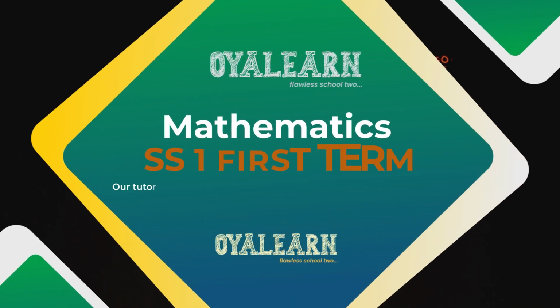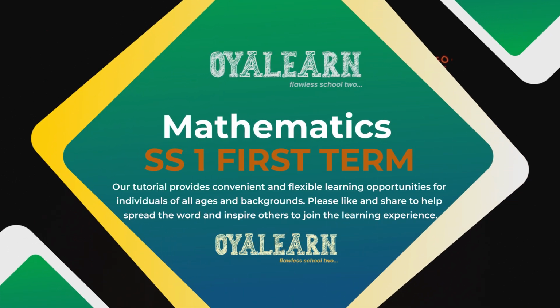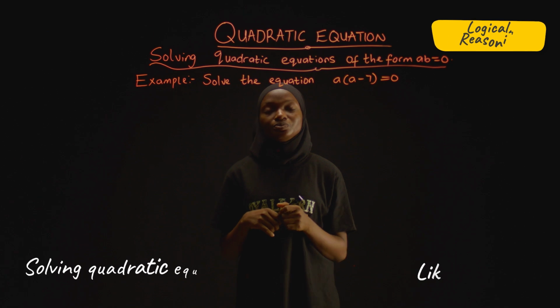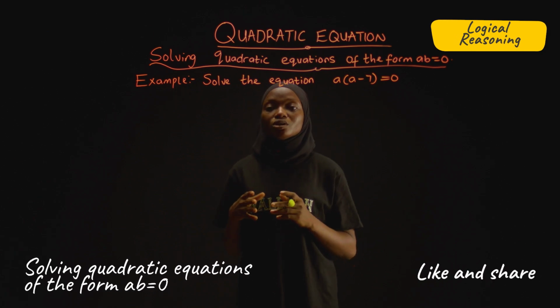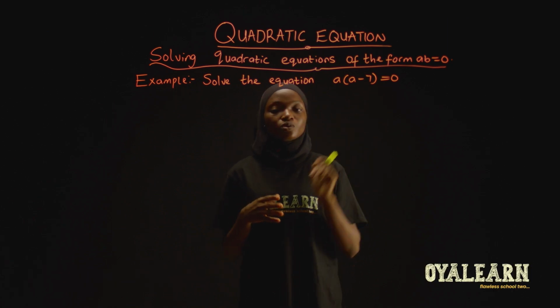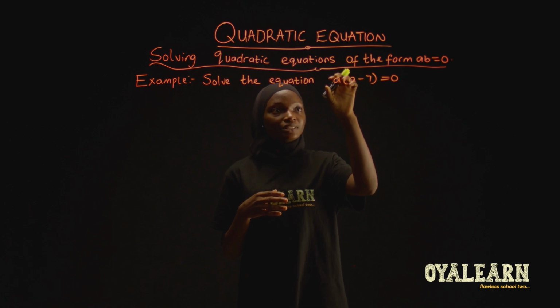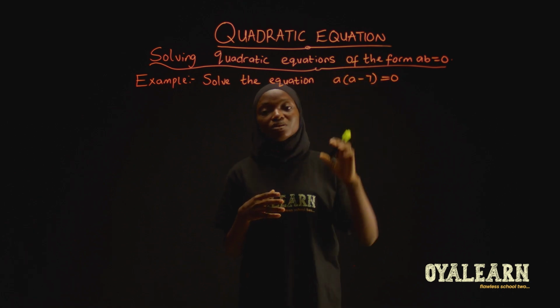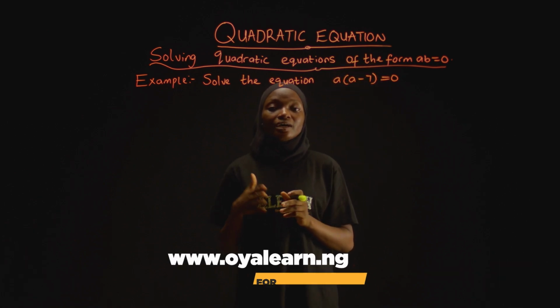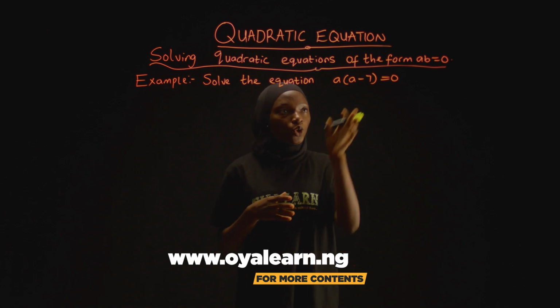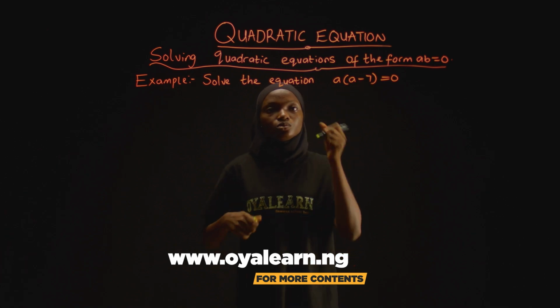Let's solve the equation a into a minus 7 equal to 0. Now, if you look at this equation, it is of the form ab equal to 0, where a here is still representing the a and a minus 7 here is representing the b side. That is, it's either a equal to 0 or a minus 7 equal to 0. Solution.